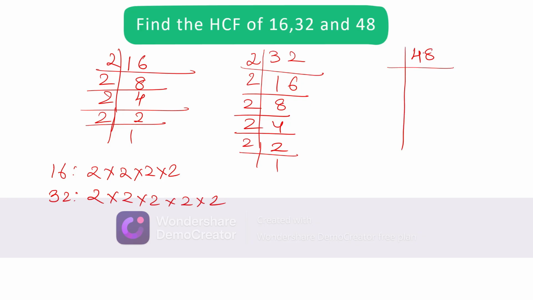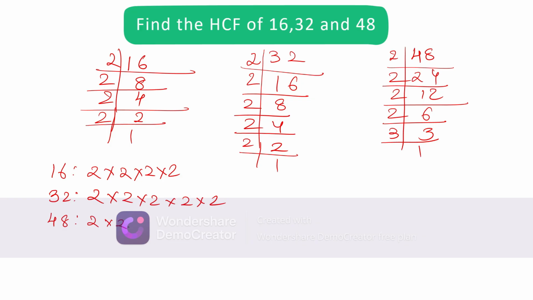The last number is 48. Since it is an even number, I'll start with the smallest prime number, that is 2. So again 2 twenty-fours are, 2 twelves are, 2 sixes are, 2 threes are and 3 ones are. So write down all the factors of 48 in product form, that is 2 into 2 into 2 into 2 into 3. Now circle whatever is common.